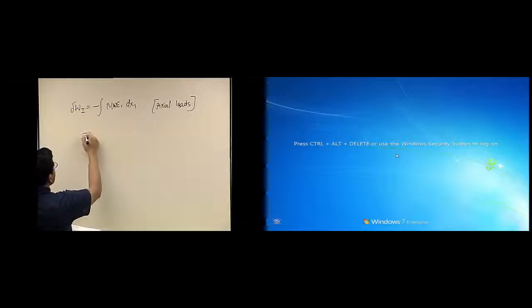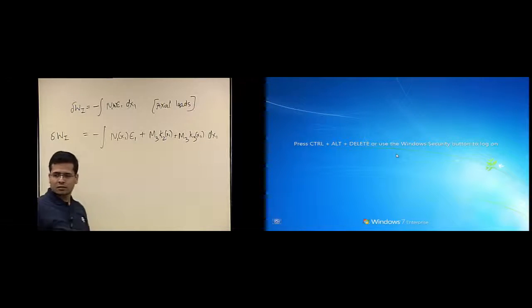So I can have a similar expression for beams in bending and axial. So that would become m3 k2 x1 plus m3 k3 dx1. So the axial loads, then we consider the bending about I2, and then we consider bending about I3. So the total virtual work done by internal forces for a beam under axial and bending loads can be written as this.